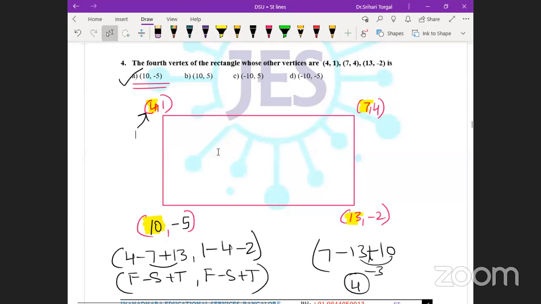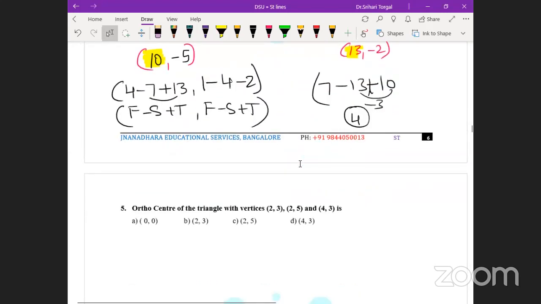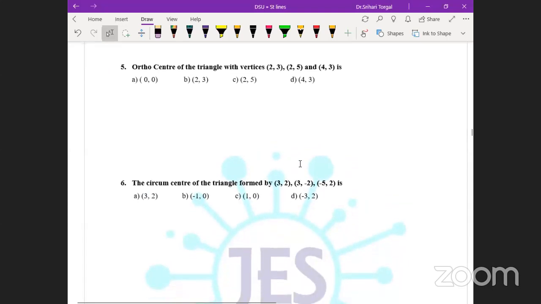Okay. Next problem. Orthocenter. Yes, you have to take them in order. They will give you in order only. Okay. Question number 5. The orthocenter of the triangle with vertices 2, 3, 2, 5 and 4, 3.